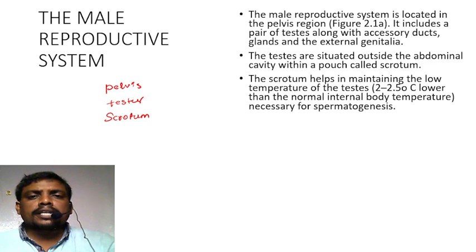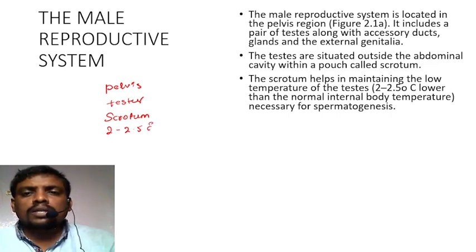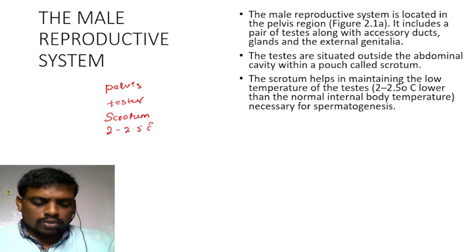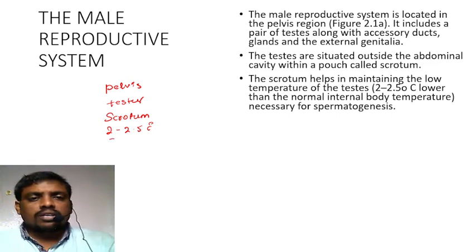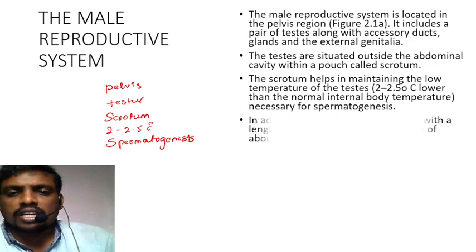The scrotum helps in maintaining the low temperature of the testis, about 2 to 2.5 degrees centigrade lower than the normal internal body temperature. This temperature is necessary for the production of sperms, called spermatogenesis. This is the process by which sperm formation occurs.